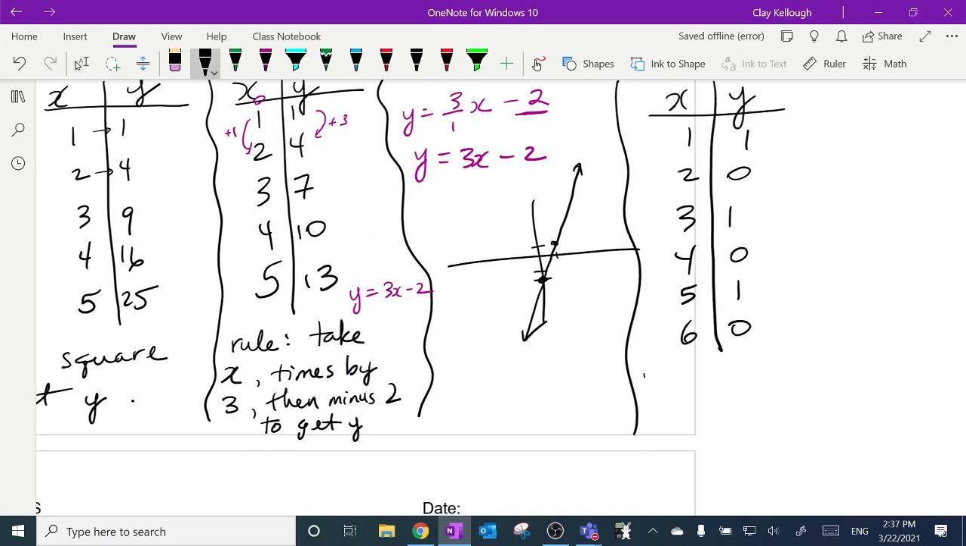There you go. That's my rule. Even numbers make y 0, and odd numbers are 1s. Now, I'd have a hard time imagining an equation that would make that work. But certainly it is a relation.